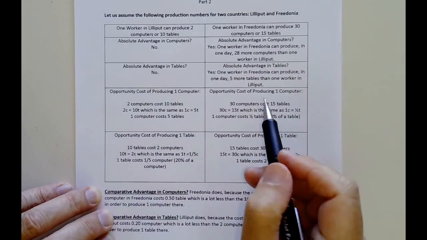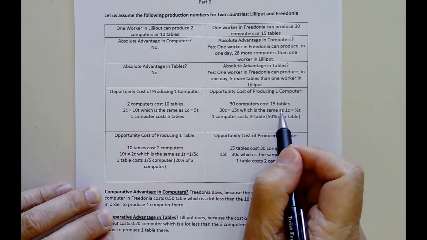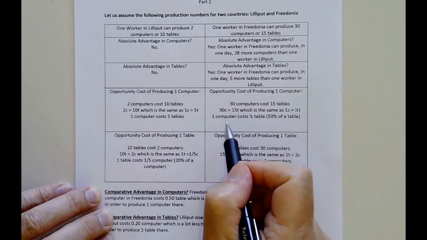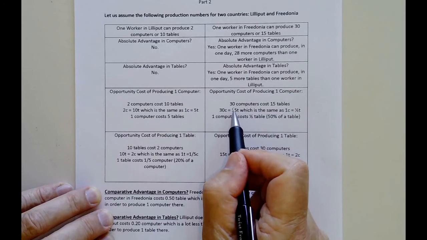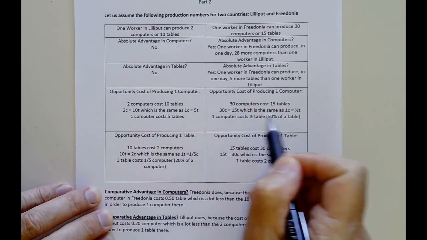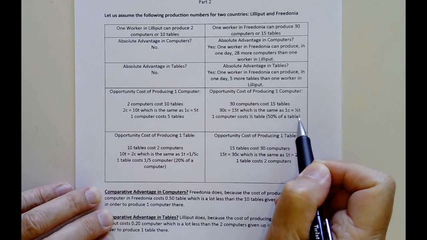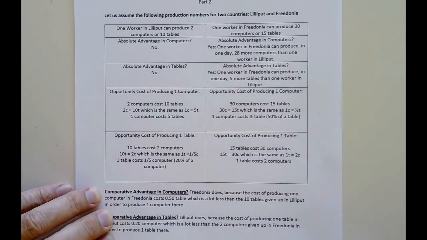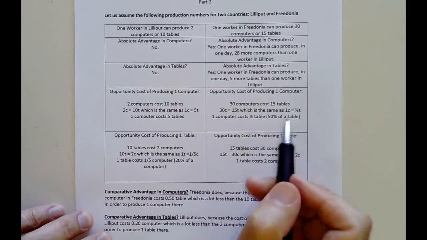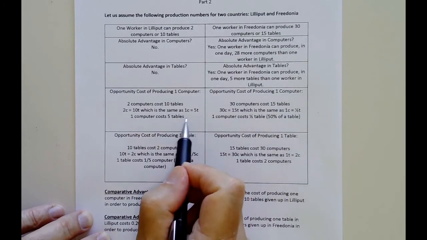Do the same thing to Fredonia. We know the cost of 30 computers. It says at the top there it's 15 tables. I want to get it down to 1 so I can compare with Lilliput. And so we take 30 divided by 30 gets it down to 1. We have to divide the 15 by 30 as well, and that gets it down to 1/2. So every time they make a computer in Fredonia, it's going to cost 1/2 of a table. So now we know who has the comparative advantage in computers, and that is going to be Fredonia because they can make a computer at a much lower cost than they can in Lilliput.